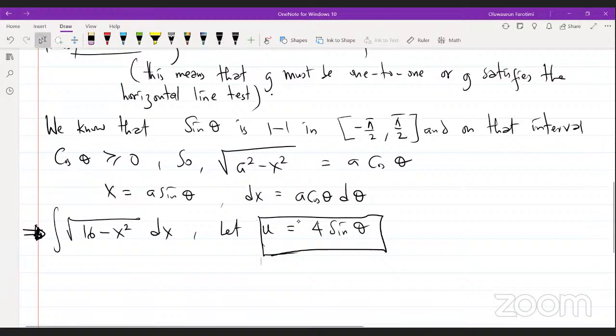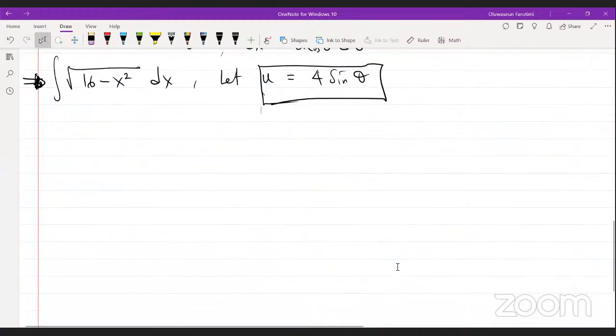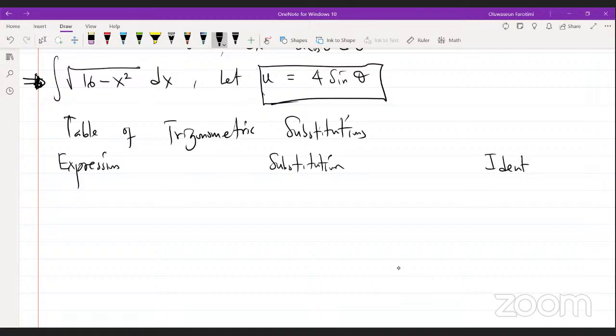I actually want to give you guys a table that's going to be very helpful when it comes to solving via trigonometric substitutions. Let me write the table of trigonometric substitutions. So we have an expression. What kind of substitution can I make? That's the next question I want to ask myself. And what trigonometric identity is going to be very helpful for me?